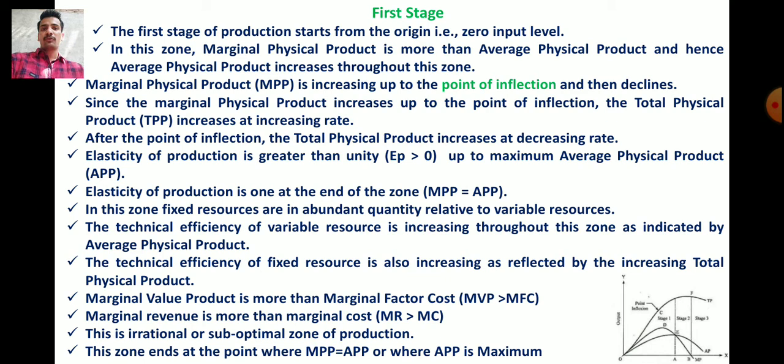Now what happens in the first stage? Marginal value product, that is MVP, is more than marginal factor cost.